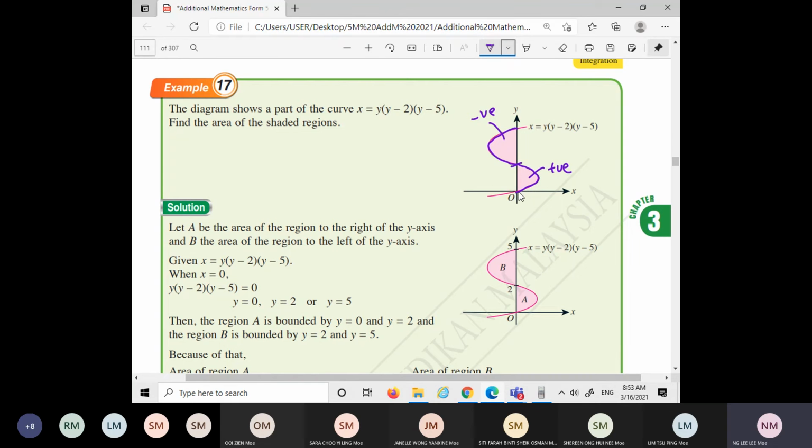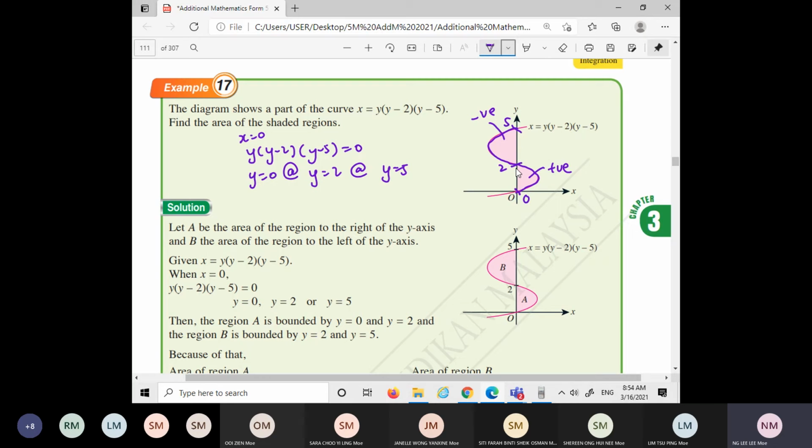Here the same thing. I need this point and this point. This point, no doubt, is 0. I need the y-intercept. For me to get the y-intercept, I set x equal to 0. So x equals 0, y minus 2, y minus 5. The question is actually very good, they factorize it for you already. So y equals 0, y equals 2 and y equals 5. Therefore this is 2 and this is 5.